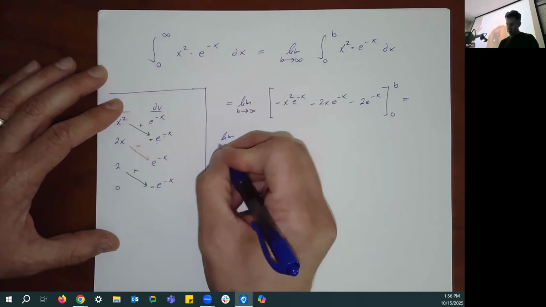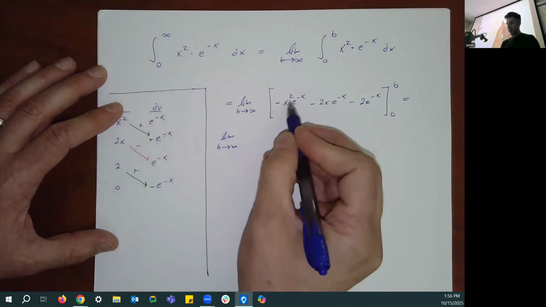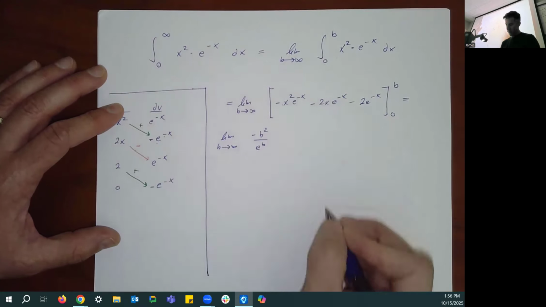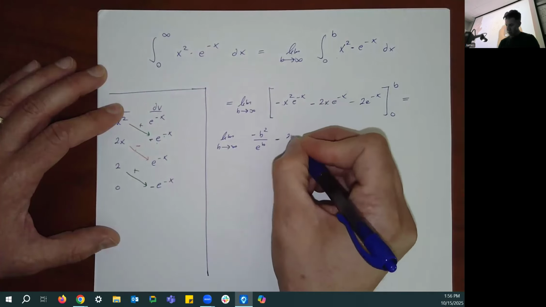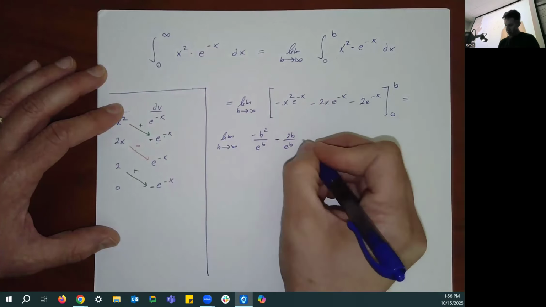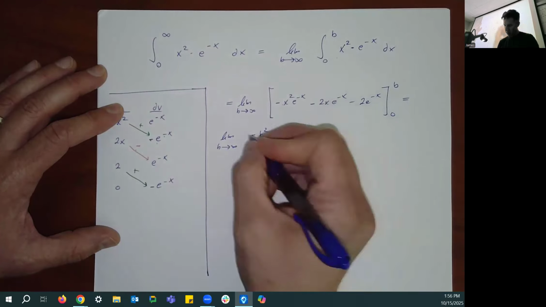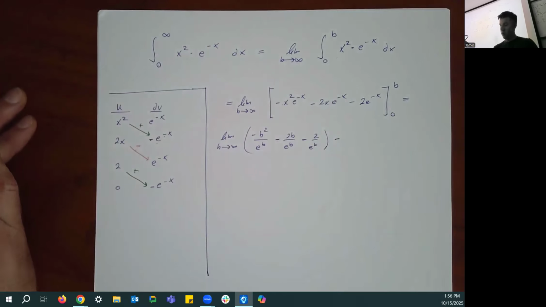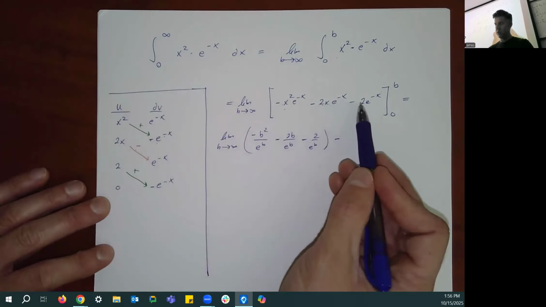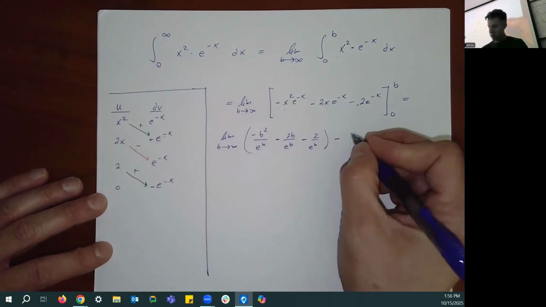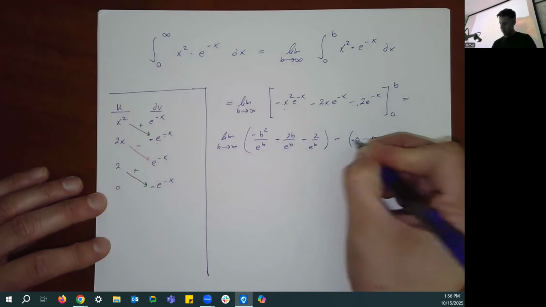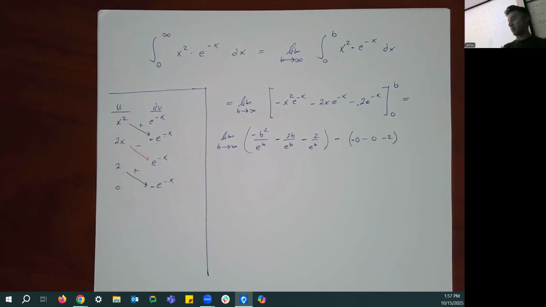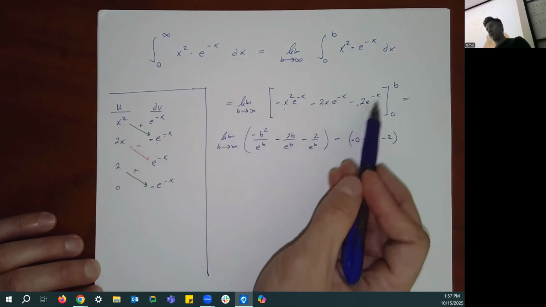All right, this is the limit as b goes to infinity. Instead of negative b squared times e to the negative b, I'm going to write it as negative b squared over e to the positive b. And then we have minus 2b over e to the b, minus 2 over e to the b. Now be careful here. When we plug in 0, we don't get just 0. We get negative 0 minus 2. It's really easy to convince yourself that plugging in 0 gives you 0 for all the things. Not the last thing. That's 2 times e to the 0, which is just 2.